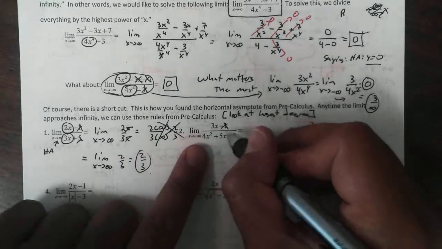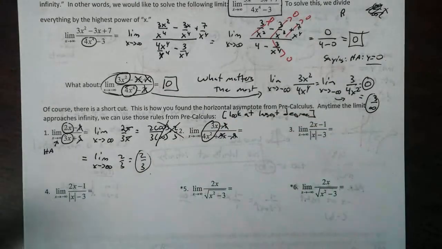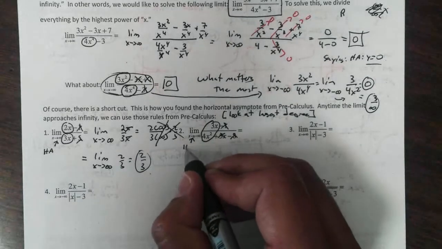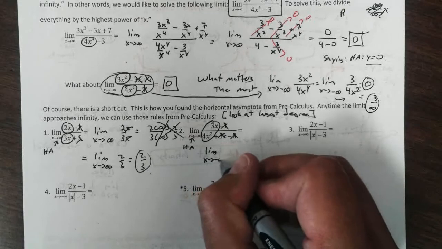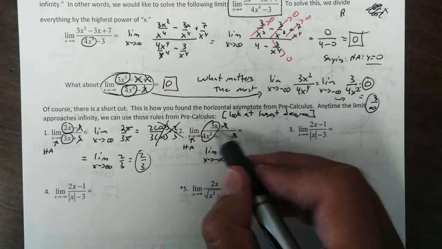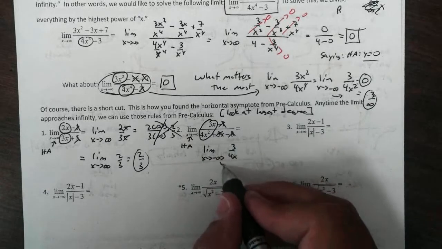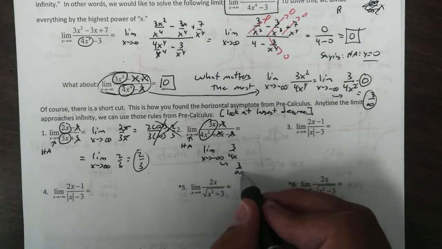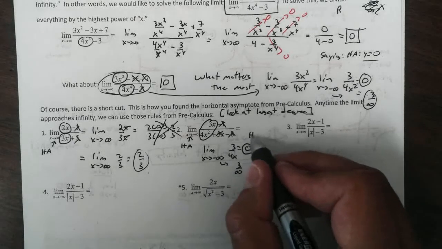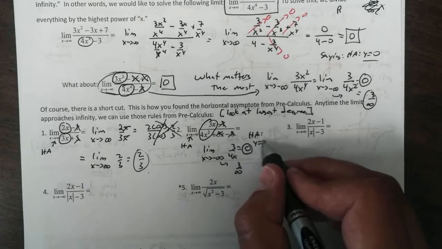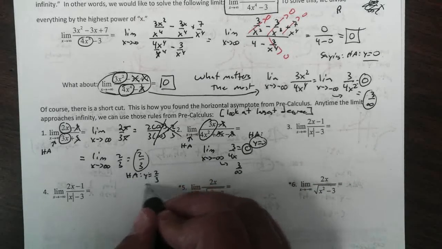Same idea. The 1 doesn't matter, only the 3x and the 4x squared matter. Everything else can just go away because I'm going to infinity. So this is saying that we have the limit as x goes to negative infinity. And if you're good at the algebra, we can always reduce it. This is 3 over 4x. And again, we are plugging this in. This is 3 over infinity, which is 0. So what we are saying is that we have a horizontal asymptote, y equals 0. This is saying we have a horizontal asymptote at y equals 2/3. Right there.